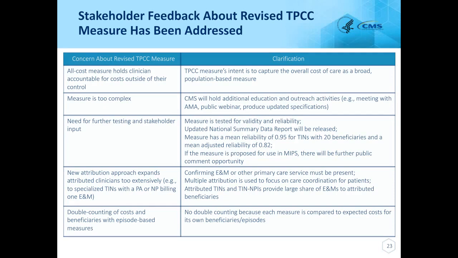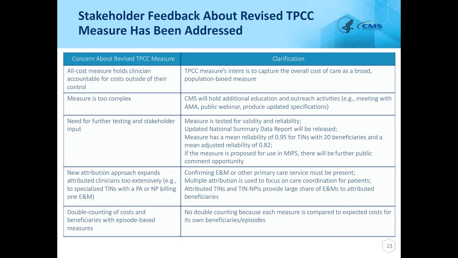What we can walk through or note are results that show that the attributed TINs and NPIs on their measure actually perform a large share of E&Ms for attributed beneficiaries, to help support the validity of the attribution rule. Finally, there's a question about double counting of costs and beneficiaries with episode-based measures.